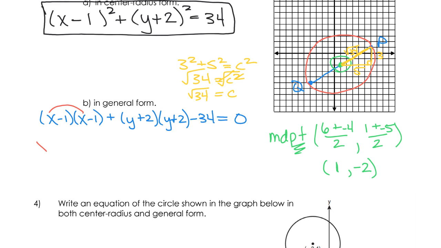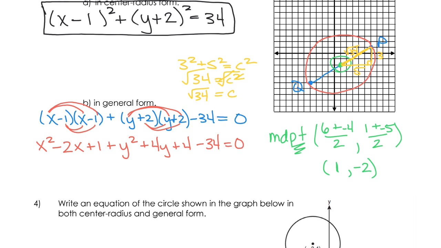So x times x is x squared. The outer is going to give you a -1x, another -1x for a grand total of -2x, and that's going to give you a +1. Keep the plus sign. Here we're going to get y squared. This is 2y, this is 2y, so grand total of 4y, and that's a +4.